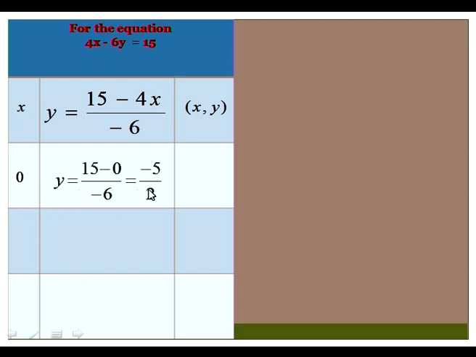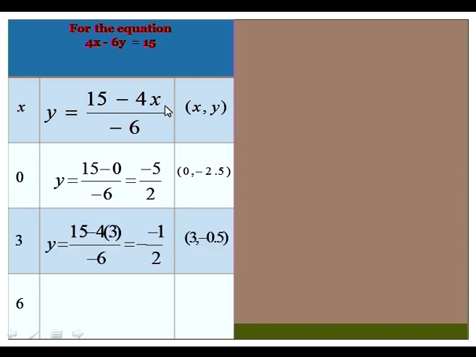For the equation 4x - 6y = 15, for every x, y is equal to (15 - 4x)/-6 and the ordered pair is (x, y). So, when my x value is 0, y would be equal to (15 - 0)/-6, which is -5/2. So, my ordered pair is (0, -2.5). When my x value is 6, my y value is equal to (15 - 4 times 6)/-6, which comes out to be 3/2. So, our ordered pair is (6, 1.5).